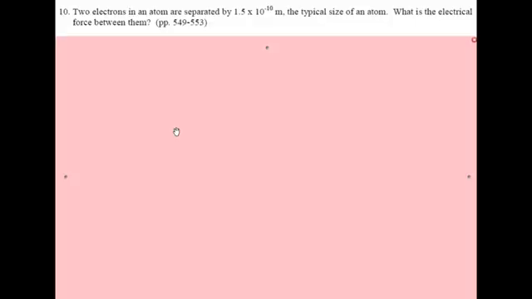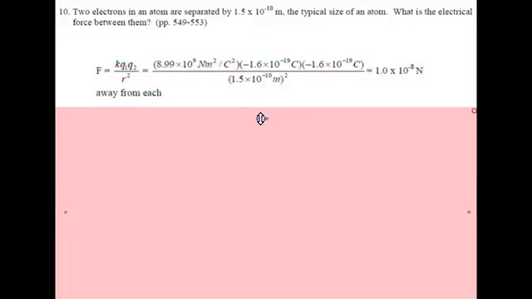Number 10, 2 electrons in an atom are separated by 1.5 times 10 to the -10 meters, the typical size of an atom. What is the electric force between them? This, of course, is a Coulomb's law question. F equals K, Q1, Q2 over R squared. We sub in Coulomb's constant, or the electrostatic constant as it's known, 8.99 times 10 to the 9th newton meters squared per coulomb squared. It's an electron, so it has a charge of -1.6 times 10 to the -19. This could be 1.60, by the way.